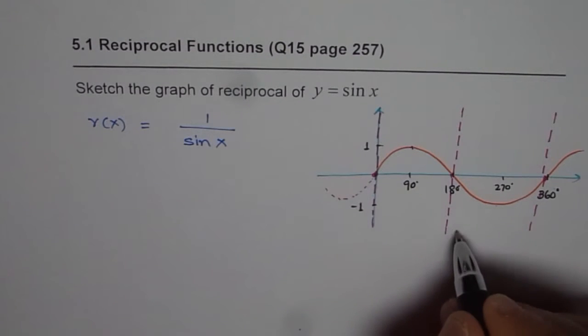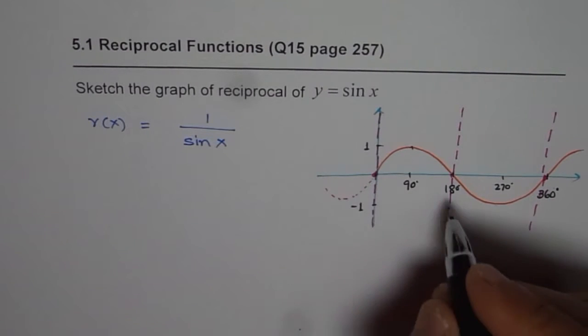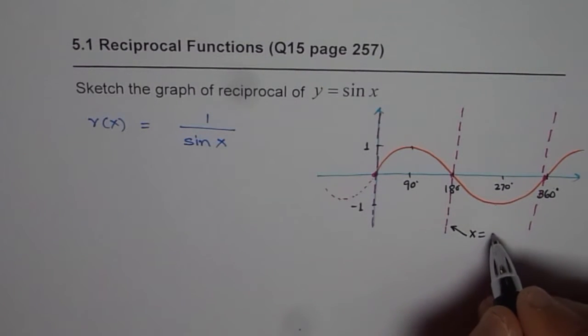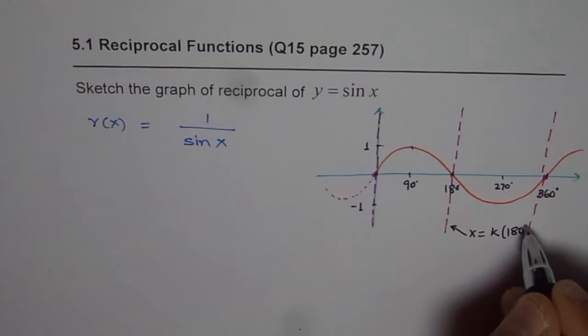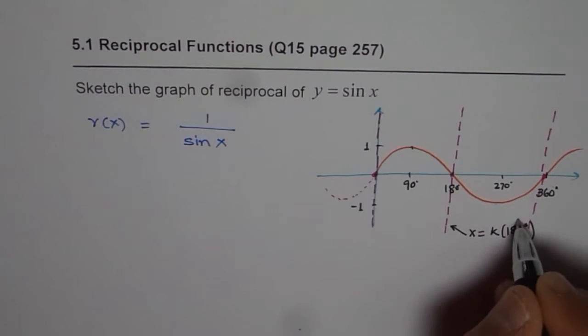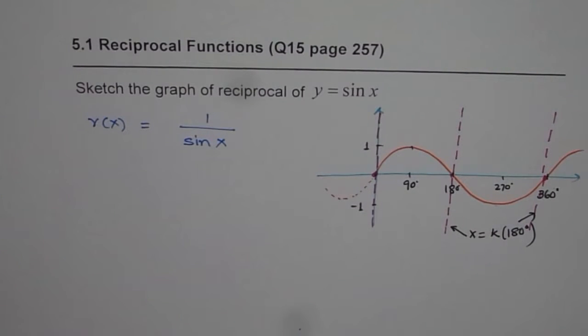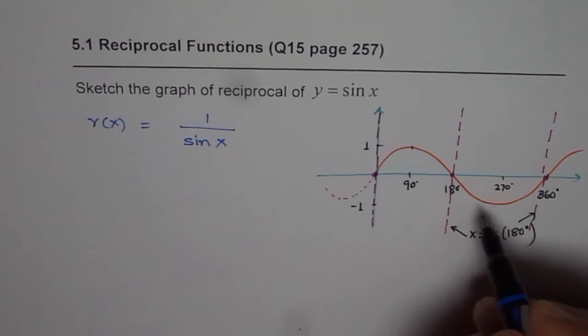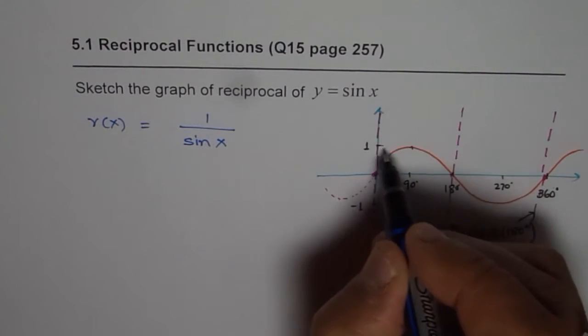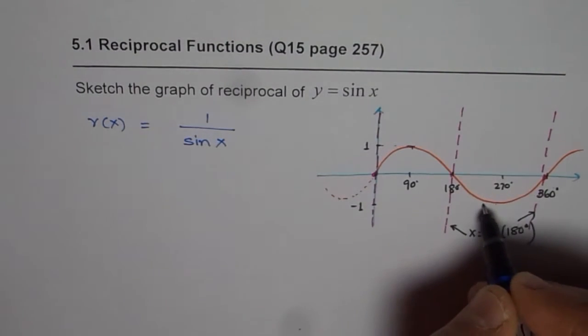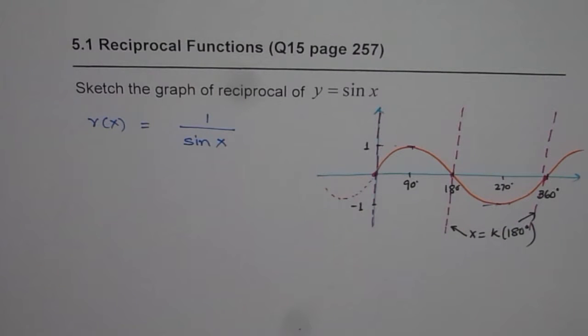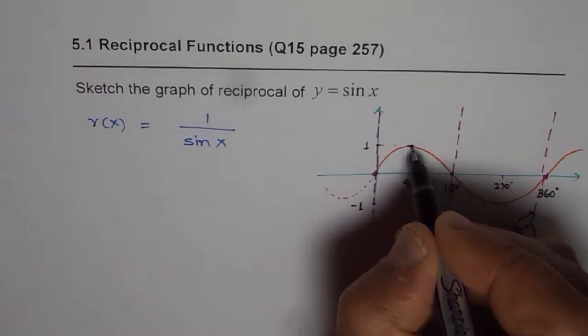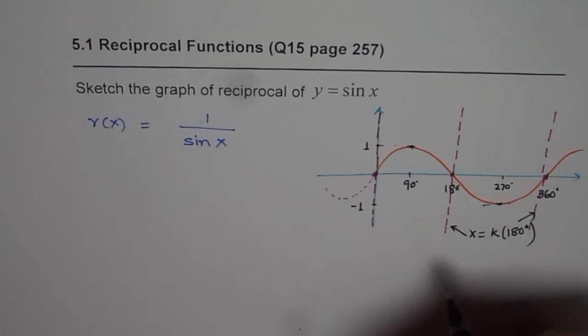So we say these vertical asymptotes are at x equals k times pi in radians, or k times 180 degrees, where k is any integer. So that is the equation for all these vertical asymptotes. Now another important thing is the reciprocal of 1 is 1, and the reciprocal of minus 1 is minus 1. So let's consider these points, which are 1 and minus 1. These points are invariant points, so they will be common to both. So these are invariant points.